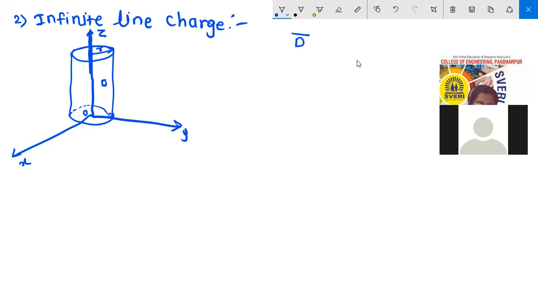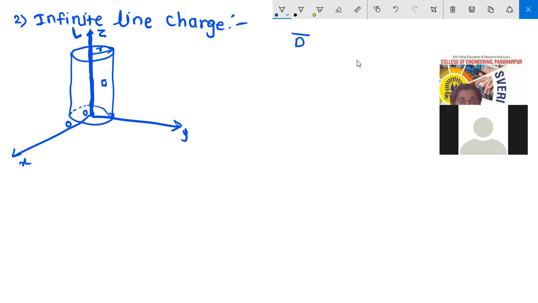Okay, consider this z as an infinite line. Suppose there are a number of charges, and I am considering its total length as L, from 0 to L. Now there will be a number of charges on this line.